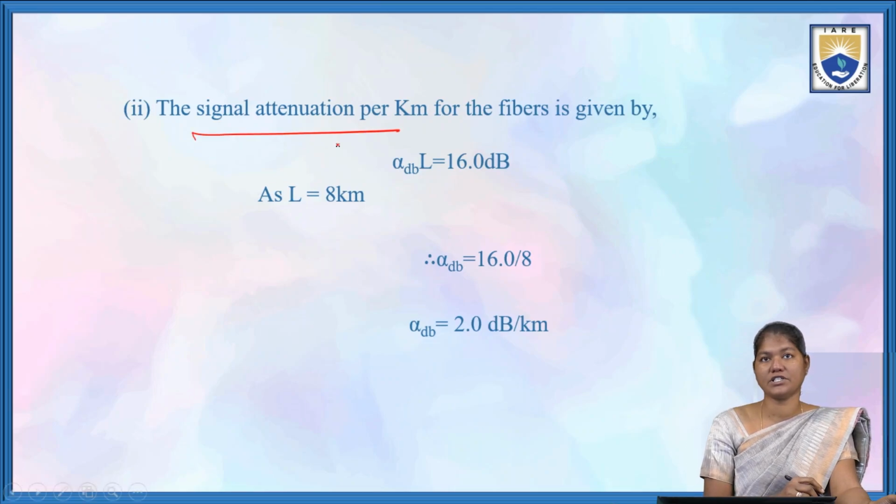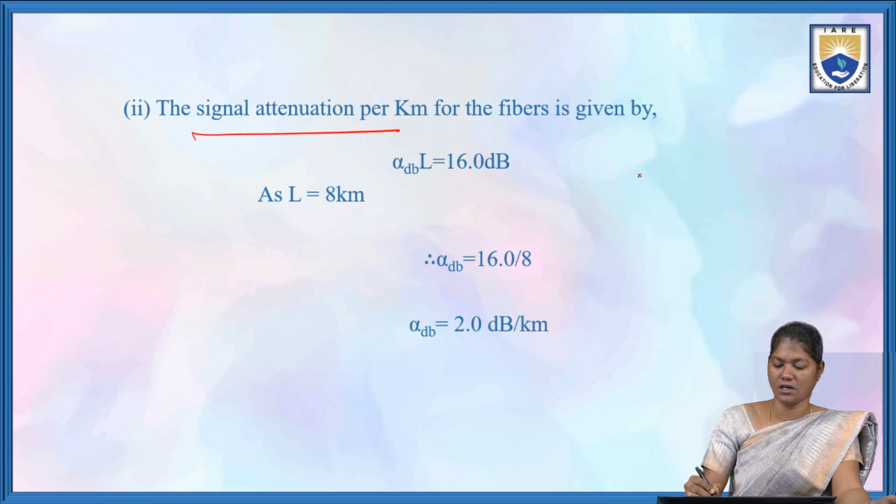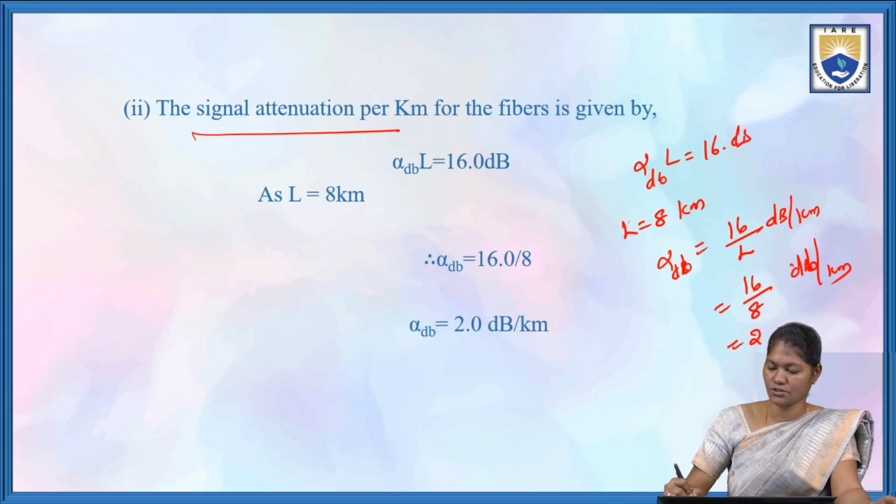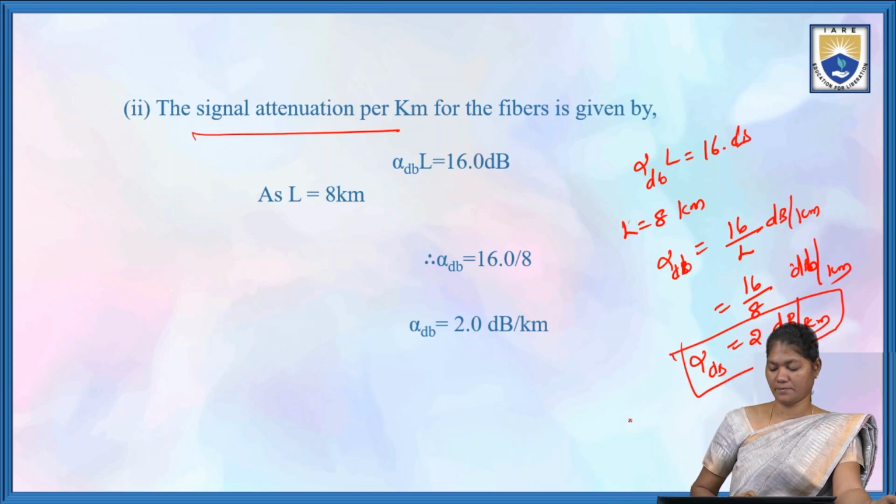And the signal attenuation per kilometer for the optical fiber: alpha decibels L is equal to 16 dB, where L is the length, 8 kilometers. So alpha decibels is equal to 16 by L decibels per kilometer, and L is 8. So it is 2 decibels per kilometer. So this is the signal attenuation per kilometer.